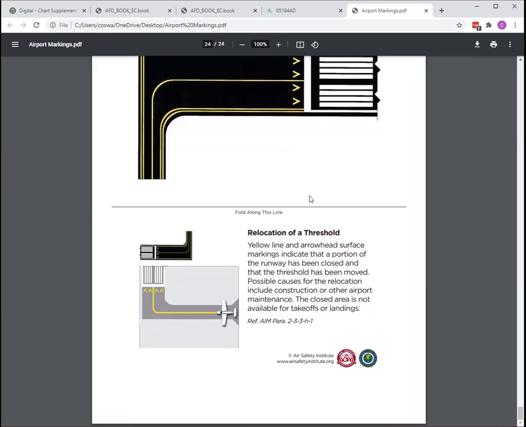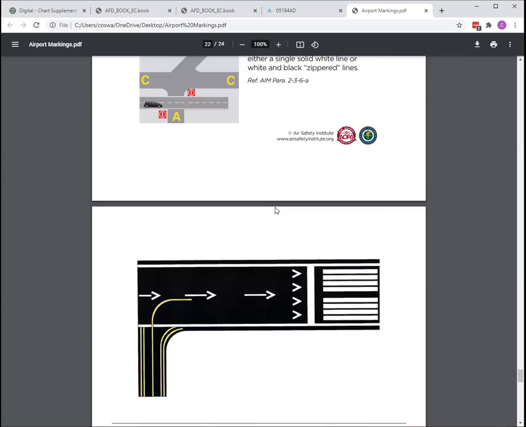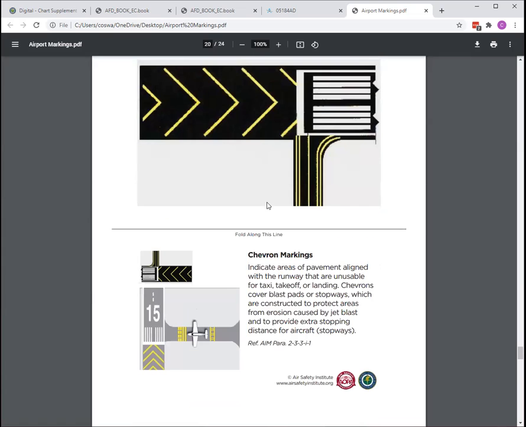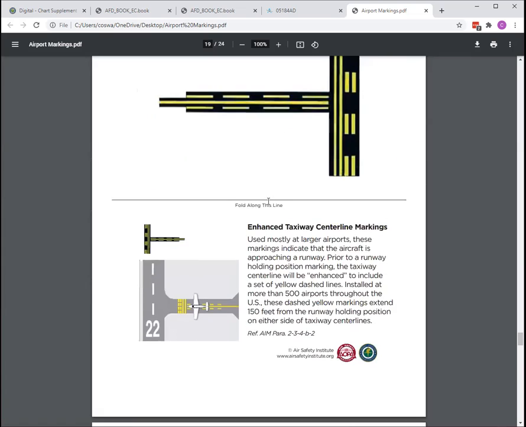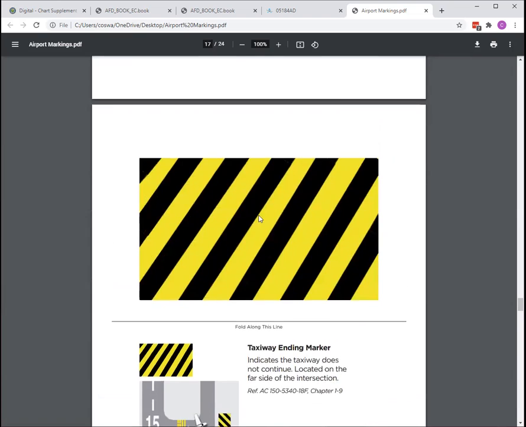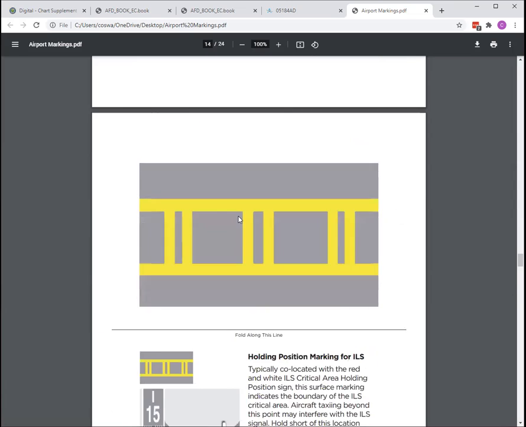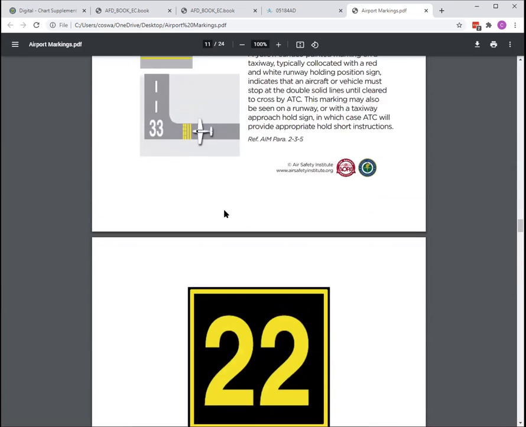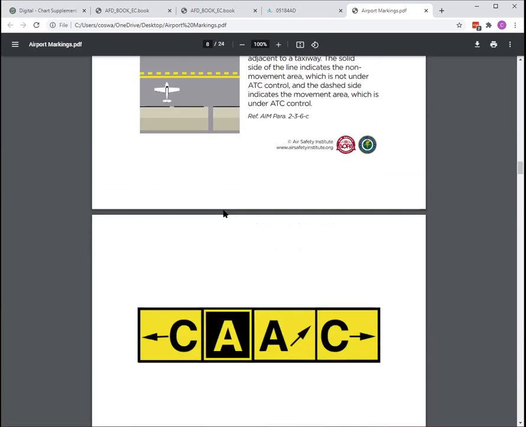So we kind of flew through those. Any questions on any of these markings? I think the best way is just to go through them and look them over, but I can try and answer any questions if you have them.